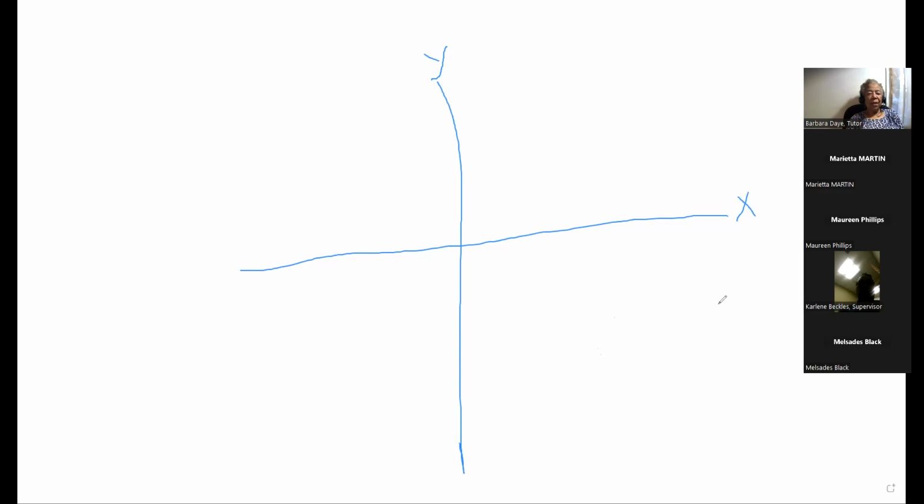Okay. Now, does everybody understand this line is horizontal and we call it the X line? This line is vertical. We call it the Y line. Now, is that clear to everybody? Yeah.